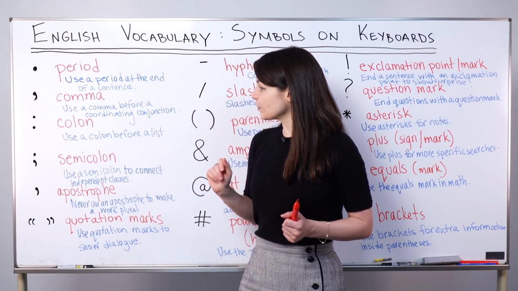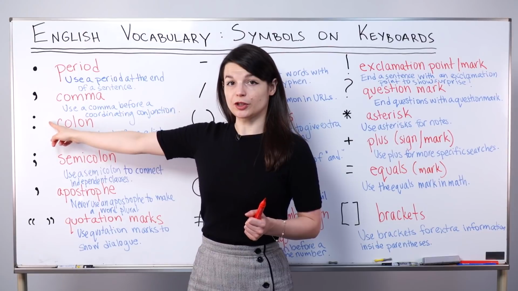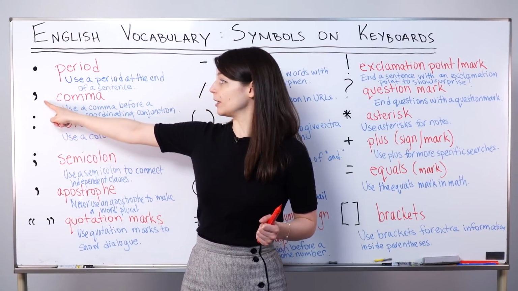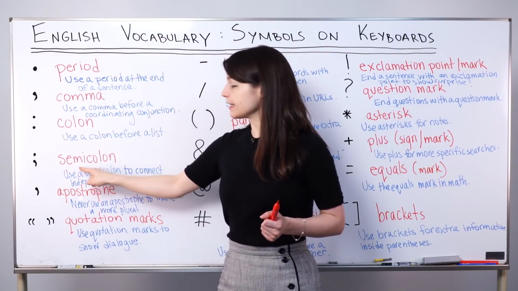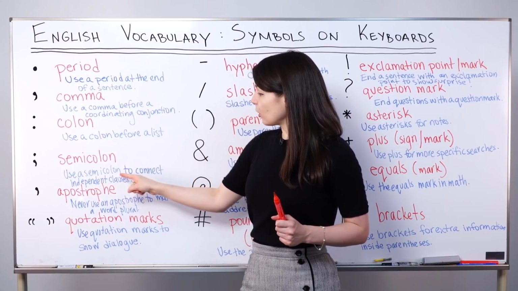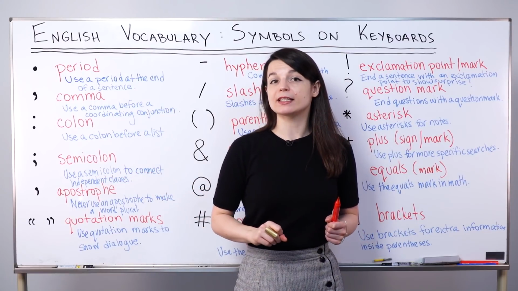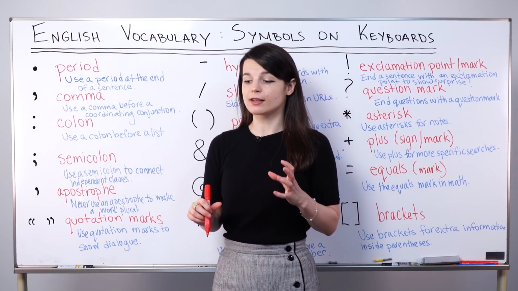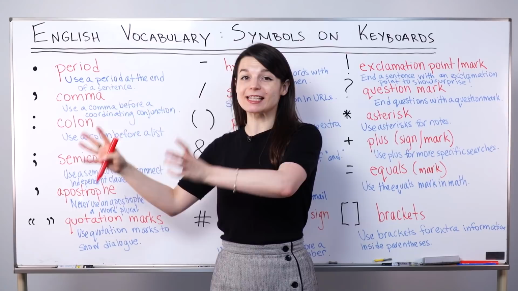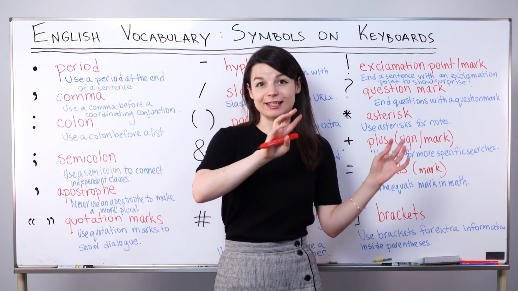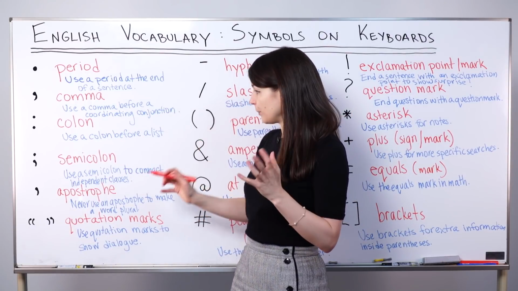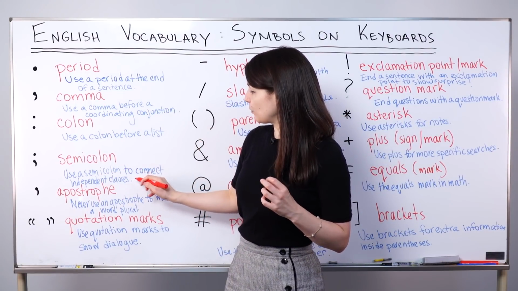Okay, the next mark here is very, very similar to the colon. This is a dot, and under it, it looks like this comma. This is called a semicolon, a semicolon. So we use a semicolon to connect independent clauses. So independent clauses are two individual ideas. So this is a full sentence, a full idea, and another full sentence, a complete idea. We can connect those with semicolons. For example, use a semicolon to connect independent clauses.